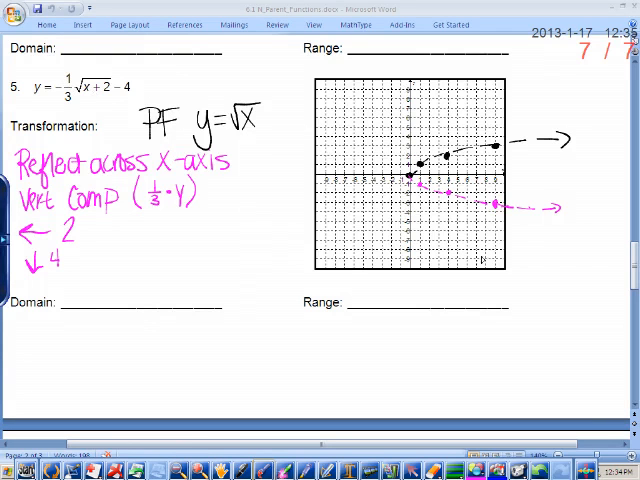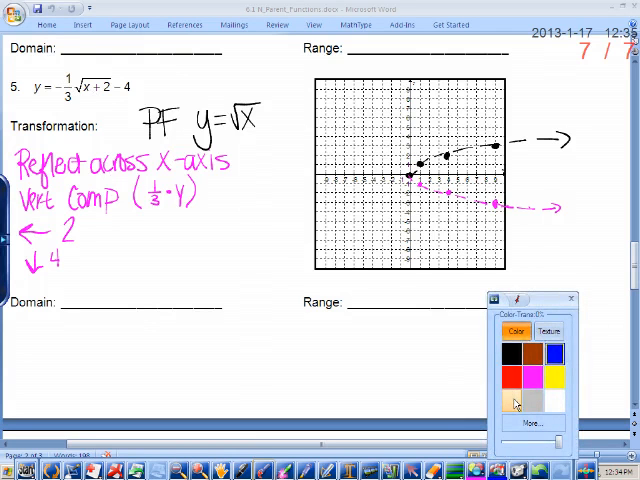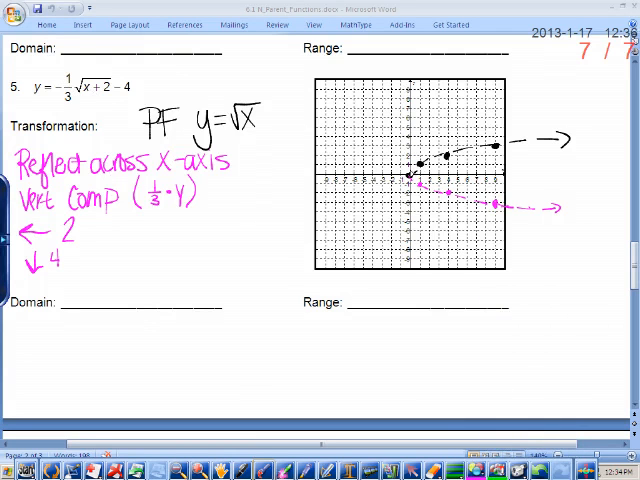Okay, then we're going to apply our compression and our shifts left and down. So 0, 0, will a compression affect that? Go ahead and move left and down. Okay, 1, negative 1, a vertical compression takes you to what? 1, negative 1/3. Left 2, down 4.